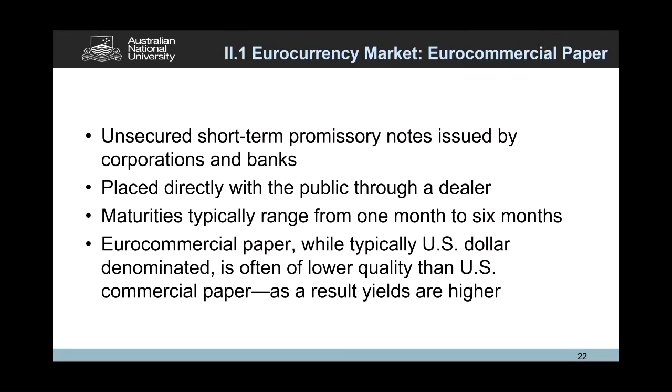And then we have Euro commercial paper, and these are short-term promissory notes issued by corporations and banks. Maturity varies from 1 month to 6 months. They're typically US dollar denominated, and they're often lower quality than the US commercial paper, because if they were able to get it on the US market, they would. But they are not able to, so they go into the Euro currency market, and so the yields have to be higher. In other words, they have to be trading at a discount from the face value of the Euro commercial paper.